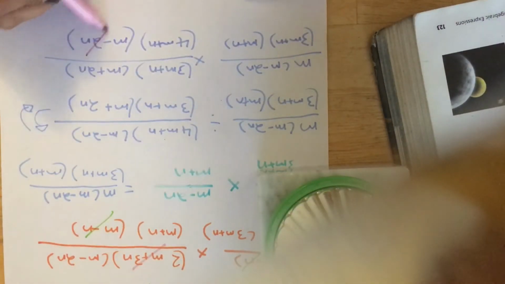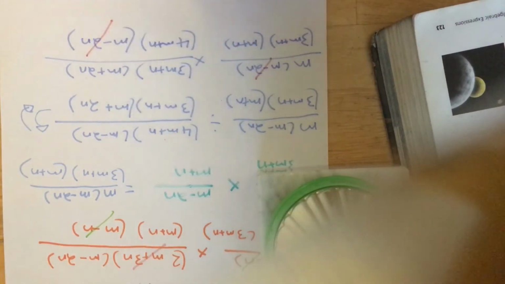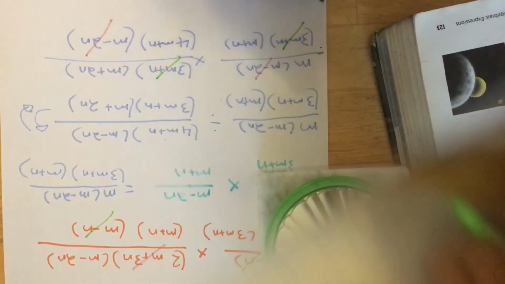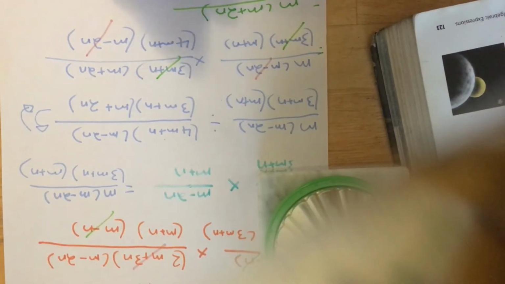So m minus 2n is a common factor. And I'm going to use a different color, I'm going to use this green. 3m plus n is a common factor. So now we're left with m and m plus 2n and m plus n and 4m plus n.